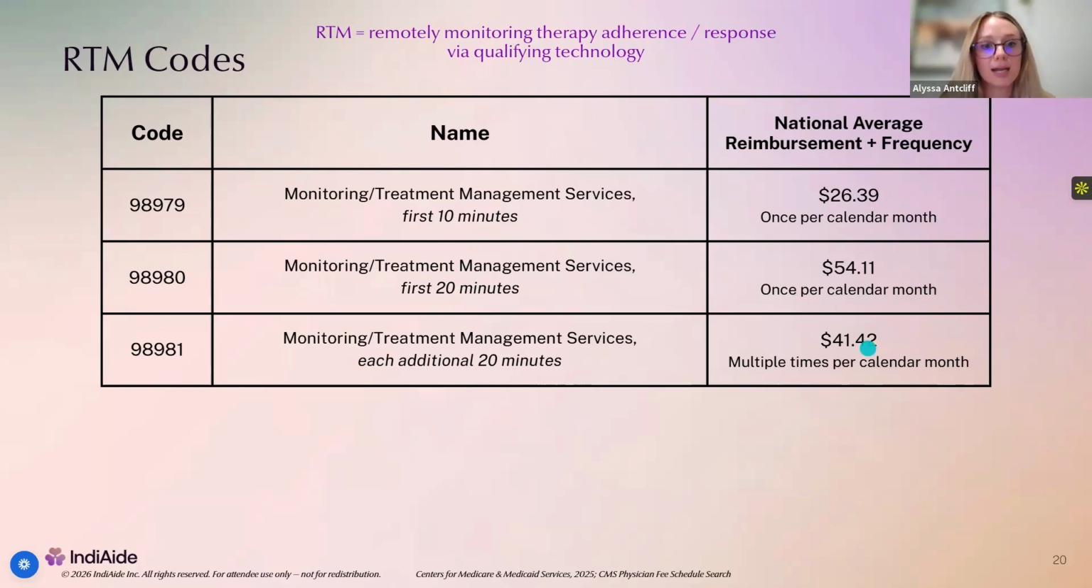And every 20 minutes, so full 20 minutes that you hit after that, so if you engage for 60 minutes, for example, you would be billing 98980 once and 98981 twice. So you can see how the more time that you spend in these remote therapeutic monitoring management services, the more you are billing, and it can be extremely beneficial for your clinic.